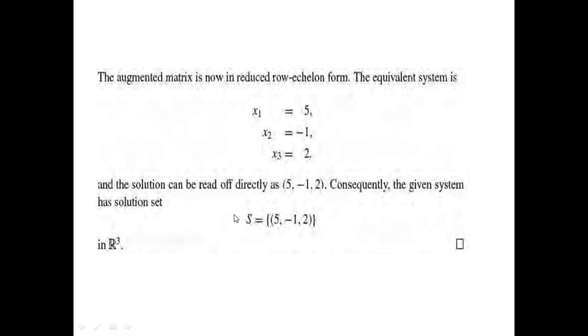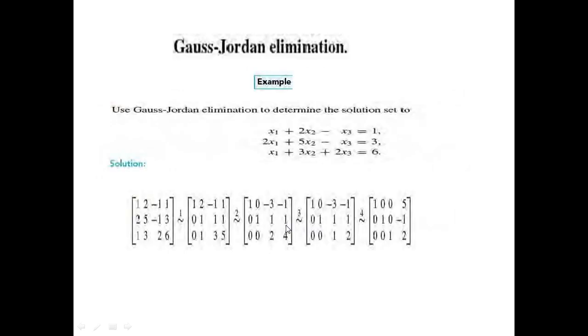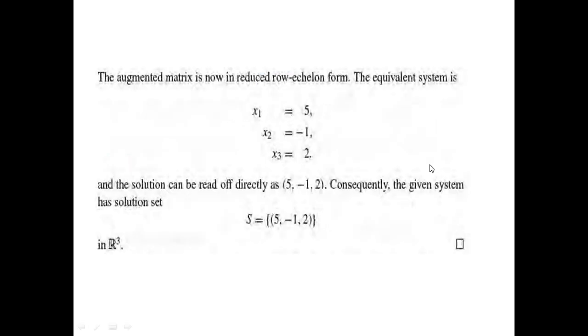So that method is known as the Gauss-Jordan method. In the Gauss-Jordan method, you see, we convert that augmented matrix into row reduced echelon form by applying different row operations, and then we write it as a system of equations, that is x1 equal to 5, x2 equal to minus 1, x3 equal to 2. That will be our solution set. So what is the difference between these two methods?